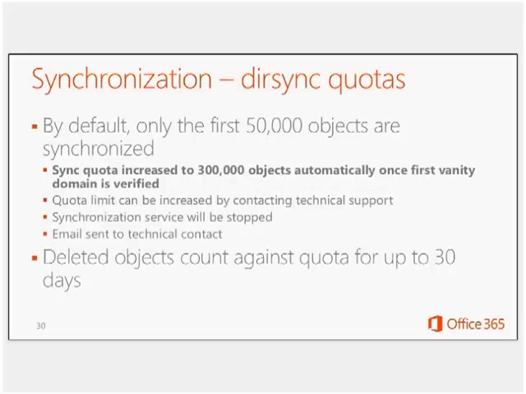DirSync quotas. I said 100,000. I was actually wrong. It's 50,000. I don't know where I got 100,000, but I guess I have too many escalations in my inbox. By default, only the first 50,000 objects are synchronized. You can increase that to 300,000 objects automatically once the first vanity domain is verified. The quota limit can be increased by contacting technical support. Deleted objects count against your quota for up to 30 days. So if you have large amounts of AD objects, there are a couple of things to really think about before you flip the switch on doing DirSync.